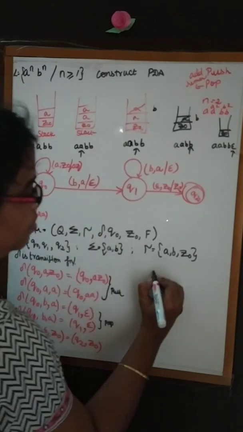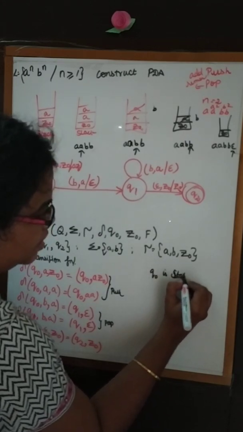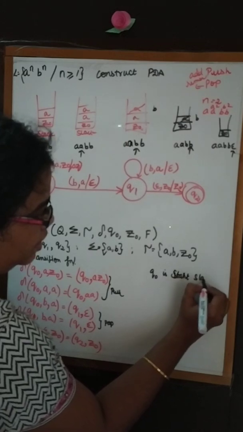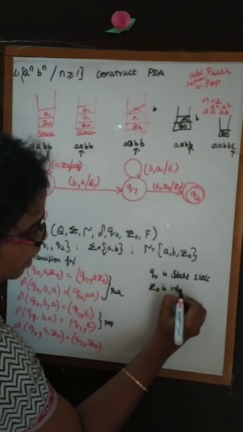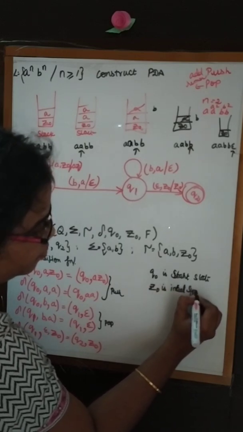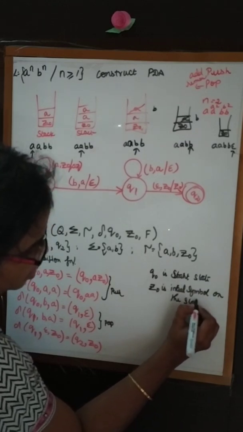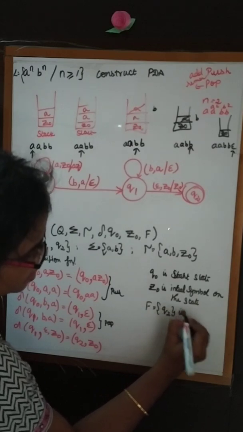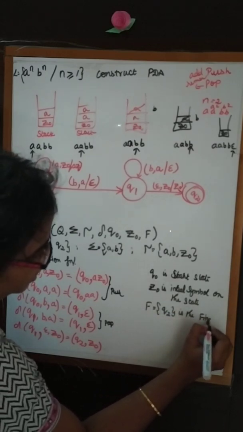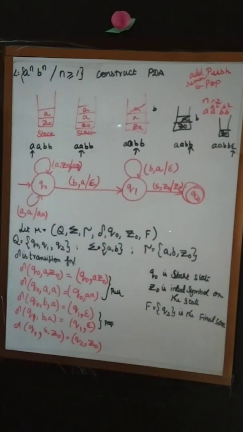Now we have to tell what is my q naught. Q naught is the start state, right? And then Z naught is the initial symbol on the stack, right? And what is my final state? Which is my final state? Q2 is the final state. Okay, so that's it. Now we'll move on to the next problem.